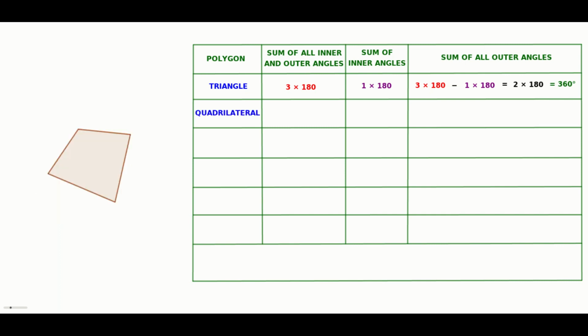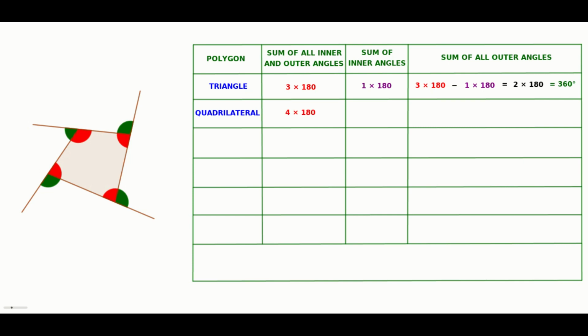Consider a quadrilateral. By extending the sides, you can make outer angles at each vertex. You have 4 outer angles here and also 4 inner angles. That means you have 4 linear pairs. The sum of all inner and outer angles will be 4 times 180.